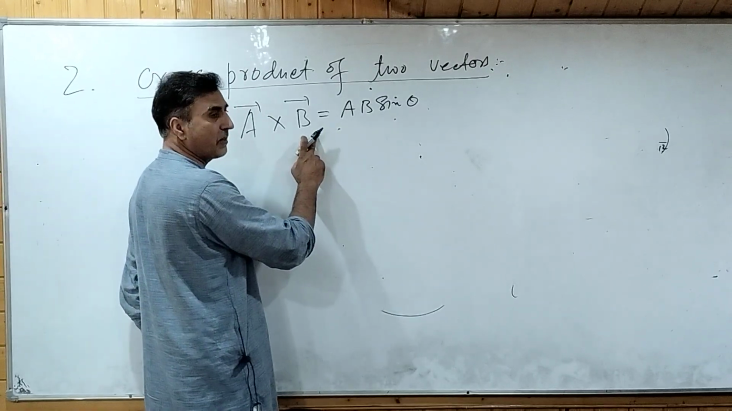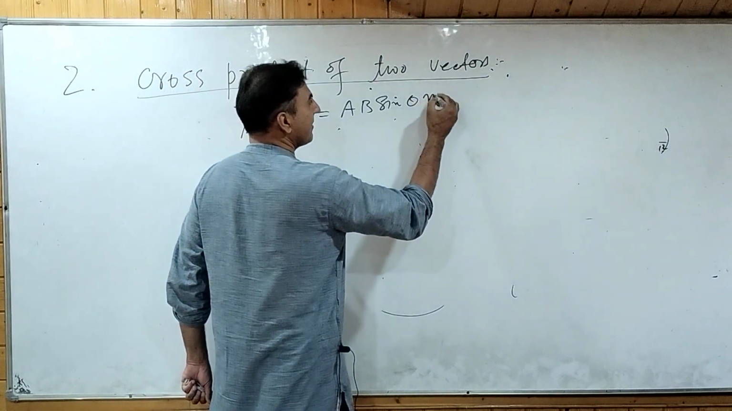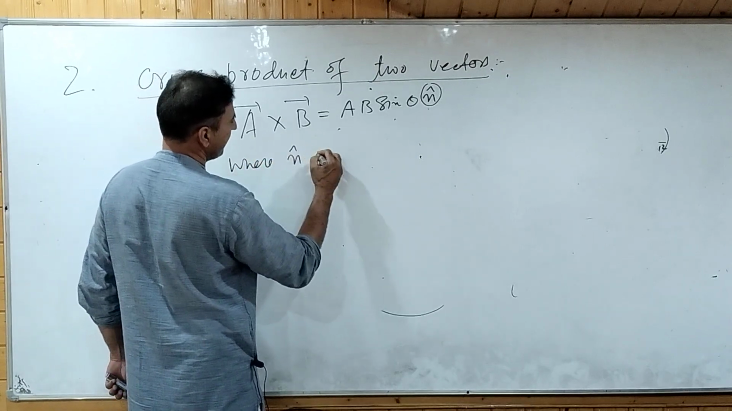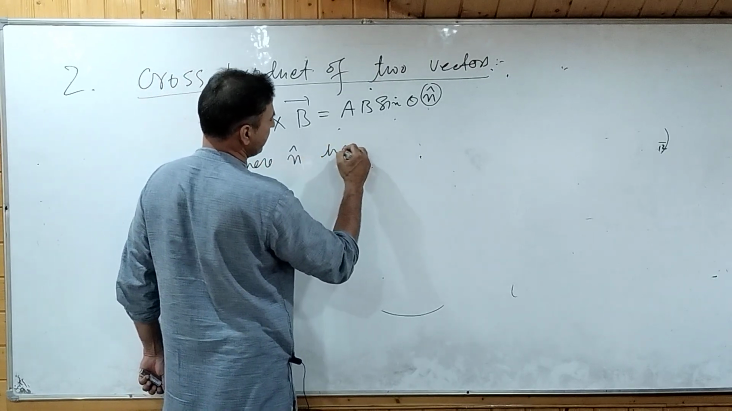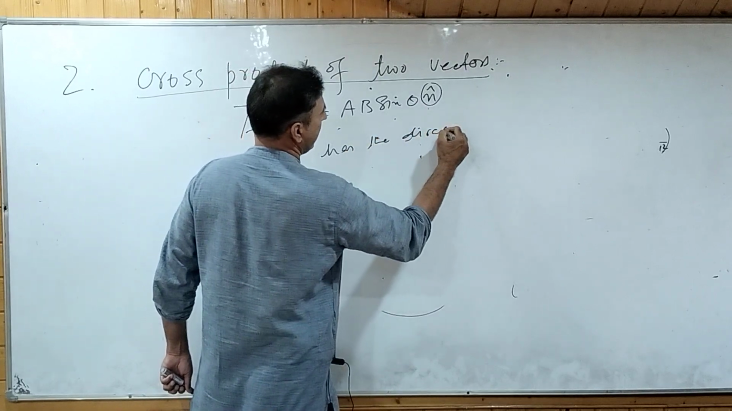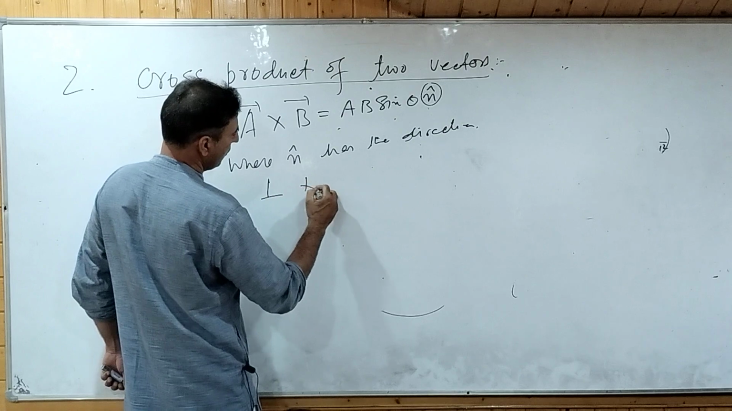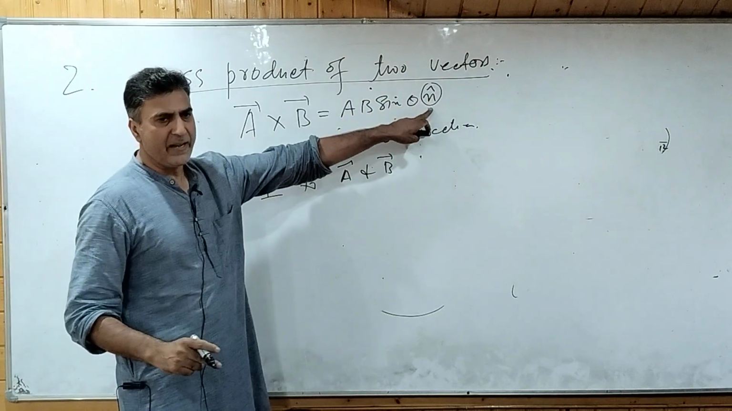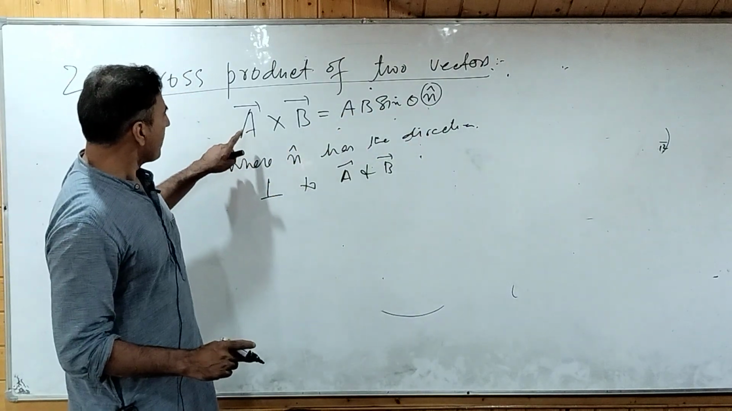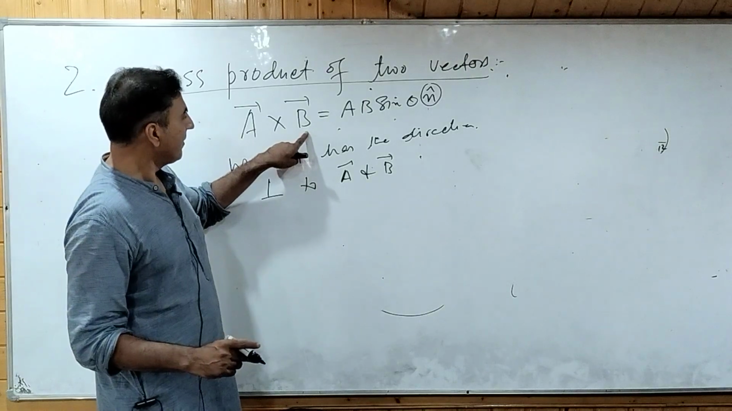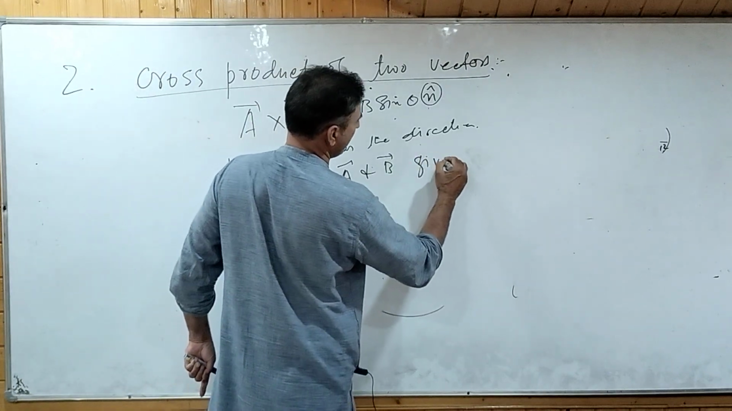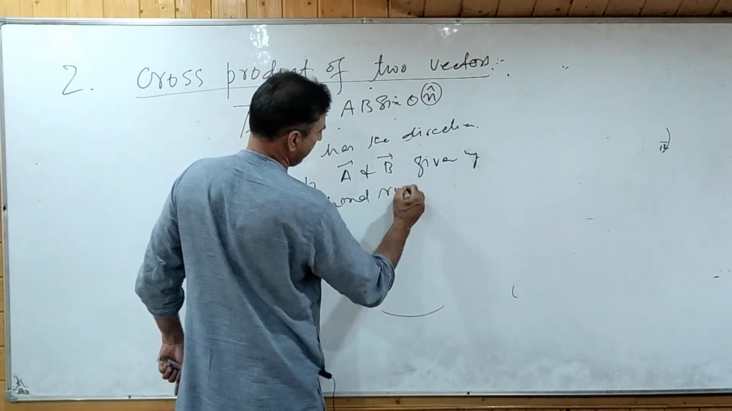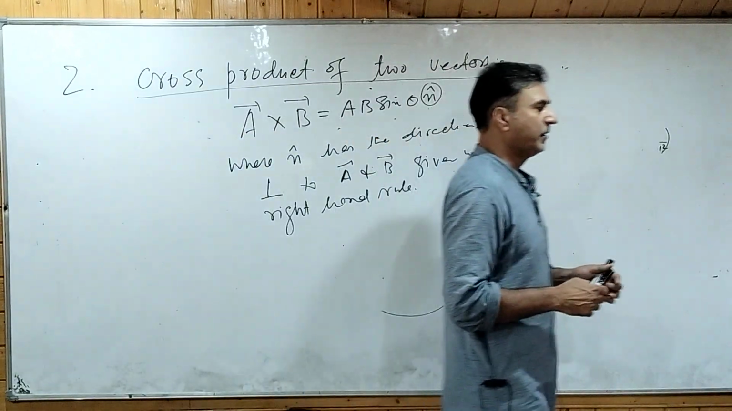Also, this cross product is defined to have a direction. This unit vector n, where the n unit vector has the direction perpendicular to A and B. The direction of this unit vector n of A cross B is perpendicular to both A and B, given by the right hand rule. That I will explain a little further. Have a look here.